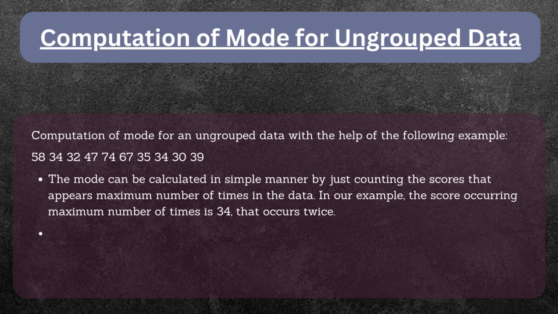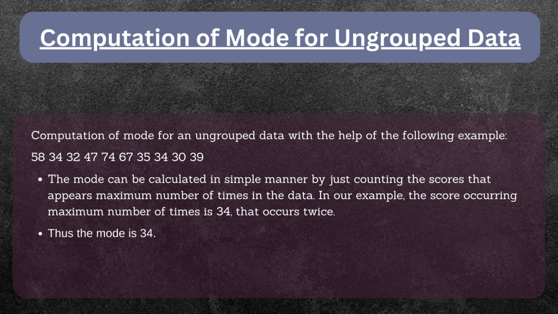You can see that 34 is occurring the maximum number of times; it occurs 2 times, although no other score occurs 2 times. So the maximum occurring score is 34. Thus the mode would be 34 for ungrouped data.